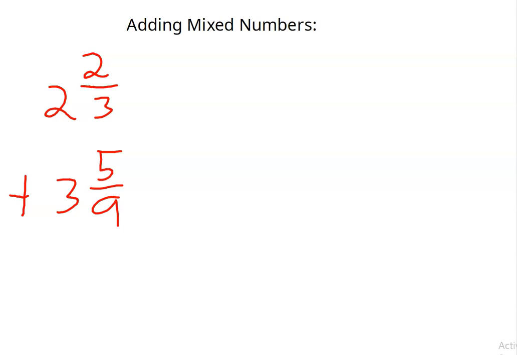And the first thing you want to check, to save yourself a bunch of work, is to see if the smaller denominator goes into the larger denominator. So my smaller denominator is 3, my larger is 9. So 3 goes into 9, so that means that 9 is automatically my least common multiple. So I'll put 9 next to both, and we're going to get our equivalent fractions.